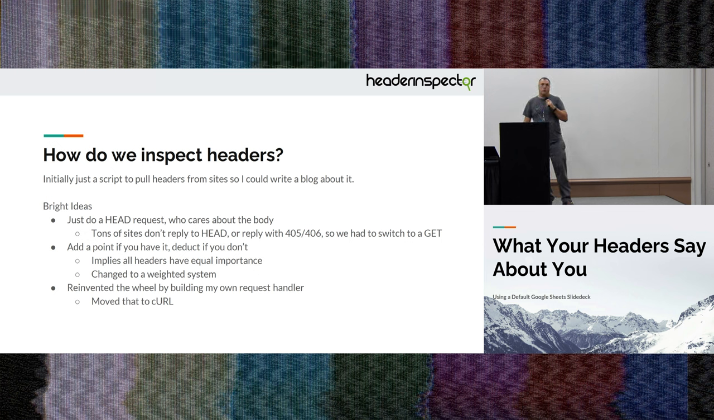So I changed it into a weighted system. Now I can say cookies are this important, or cache control is this important. And individual attributes carry a certain weight as well.